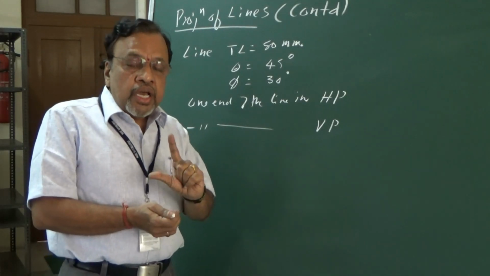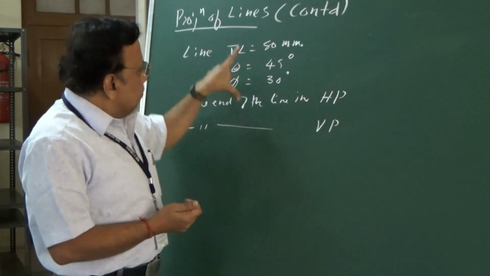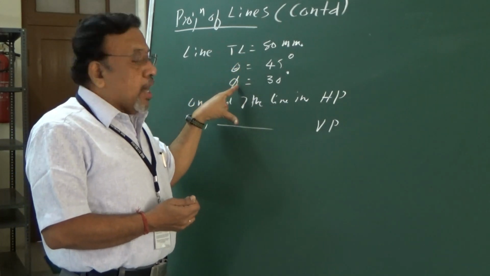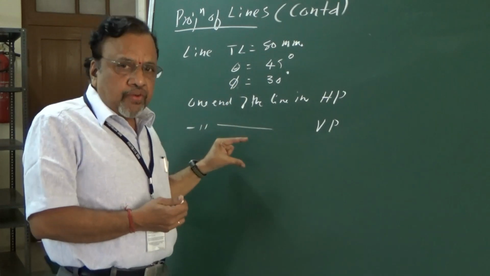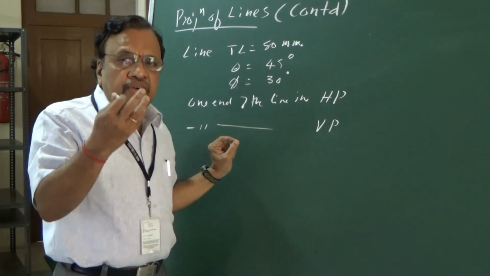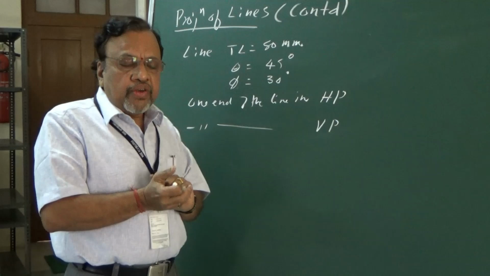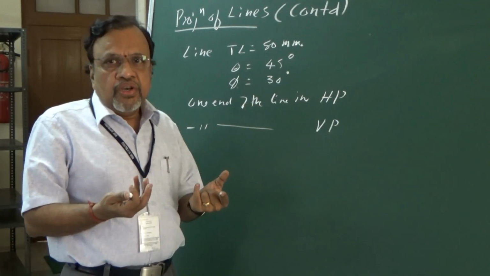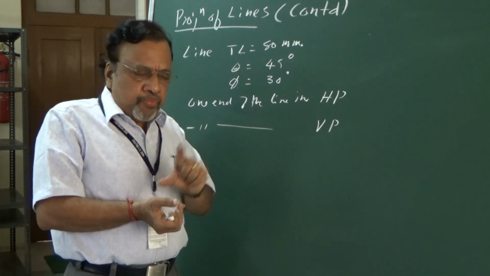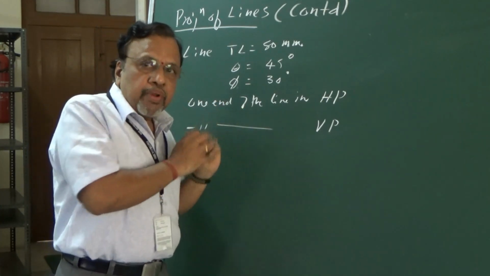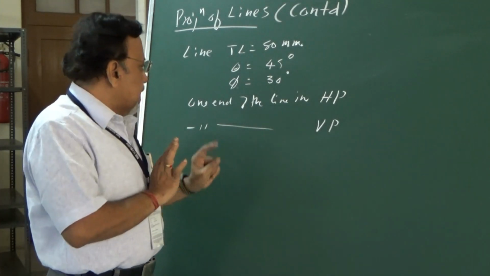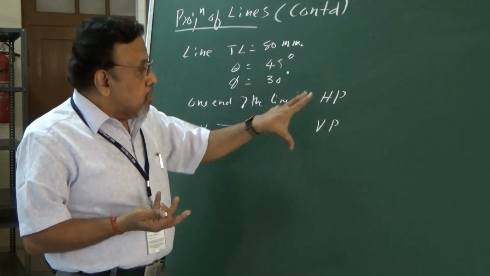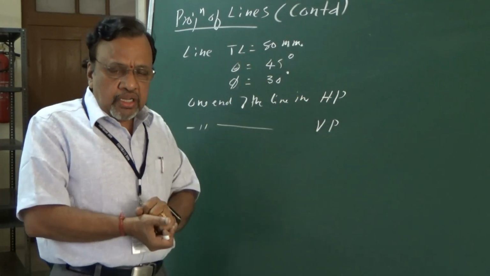But if you remember, in the previous problems I gave the same data. I would have given the true length of the line, theta and phi. The only thing is, there I would have given one of the ends fixed, that is, the position of the end A, say 20 mm above HP and 30 mm in front of VP. That is, I would have given the position of A completely. But in this particular case, it is given that A is in HP and B is in VP. So with this as a basis, I need to do this problem.